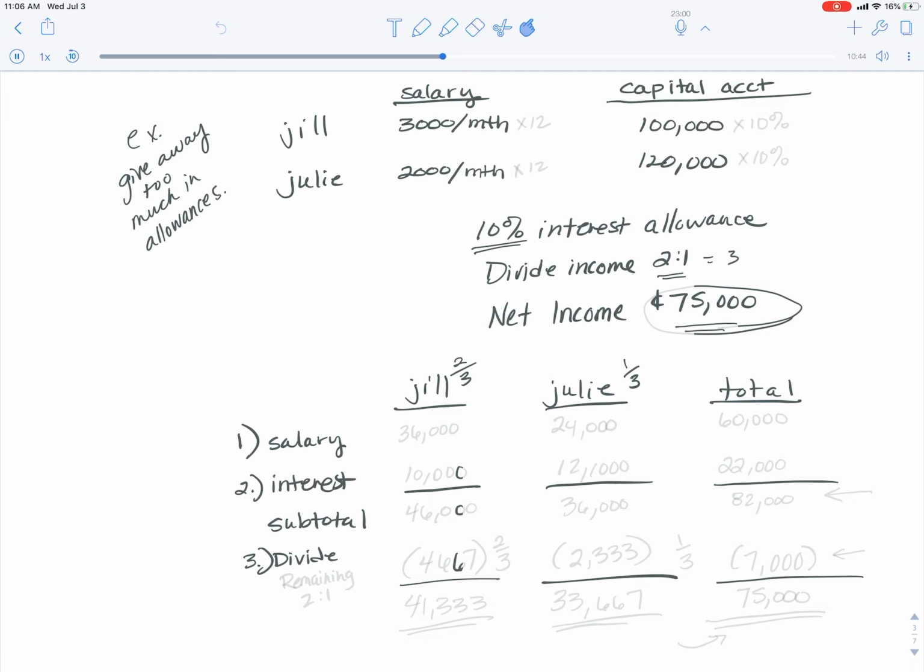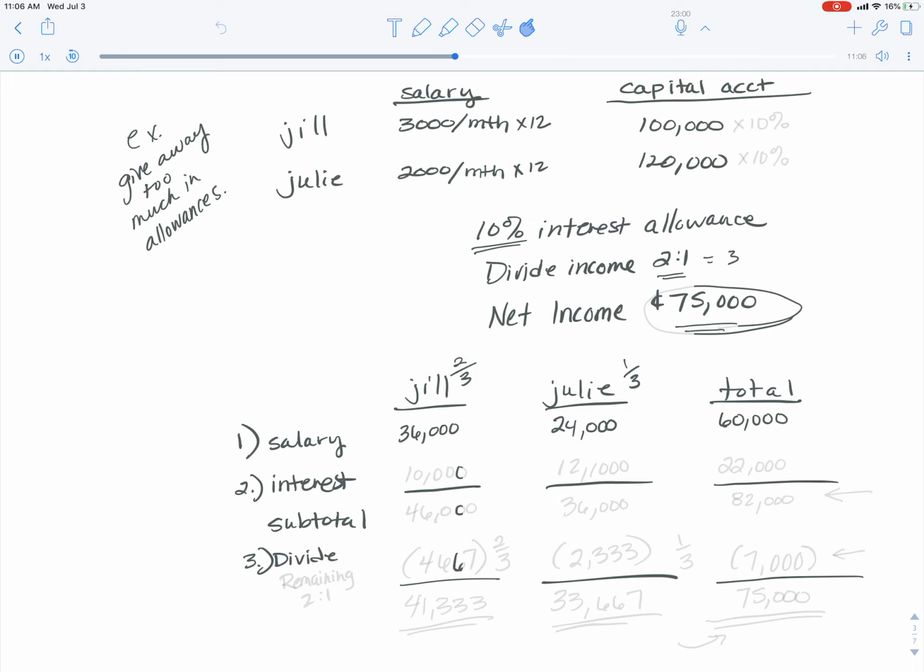So let's work it out. First, we're going to do salary allowances. Jill makes $3,000 a month, so that is times 12, $36,000 a year. Julie makes $2,000 a month. That's $24,000 for the year. So after salary allowances, we've given away $60,000 of the $75,000.